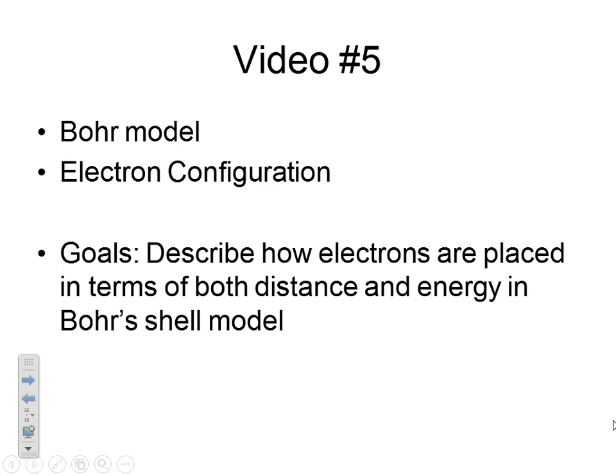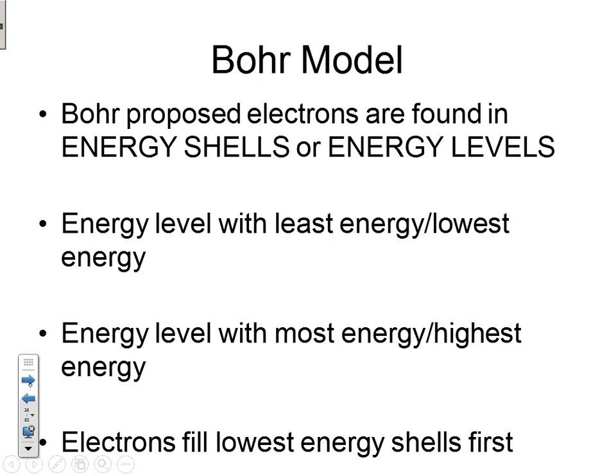In this one, we're going to start talking about electrons in a little more detail. We're going to go over the Bohr model and something called electron configuration. So our goals: describe how electrons are placed in terms of both distance and energy in Bohr's shell model. We're turning our attention away from the nucleus and more towards the electrons. Electrons are more interesting anyway. They do lots of cool stuff.